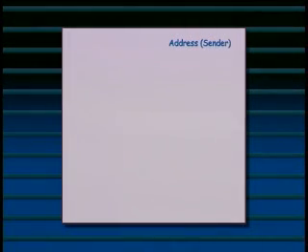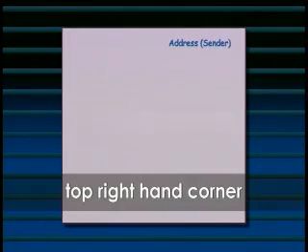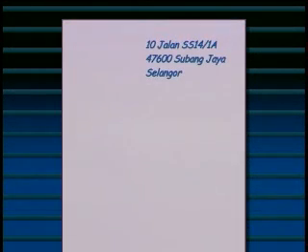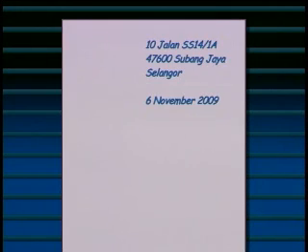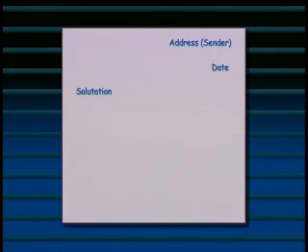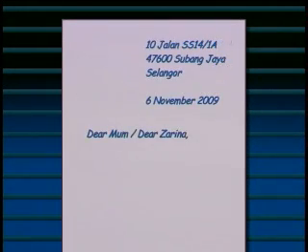Now let's look at the format of writing an informal letter or a non-official letter. These are letters we would normally write to our family or friends. First, the address is written on the top right-hand corner. Below that, we write the date, and then comes the salutation. But this is written on the left-hand corner. For example, Dear Mom or Dear Zarina.